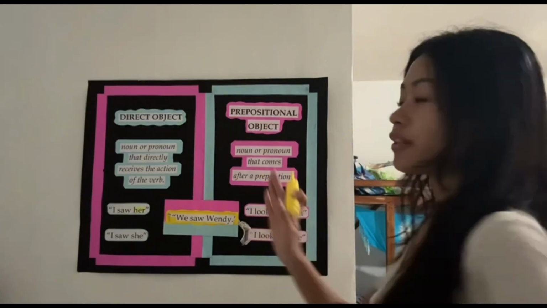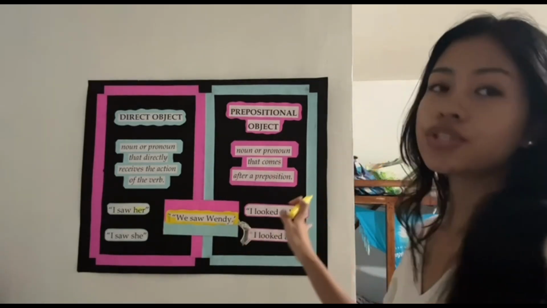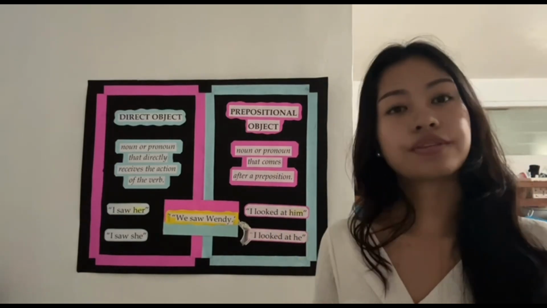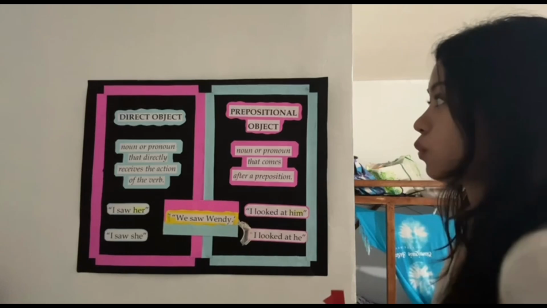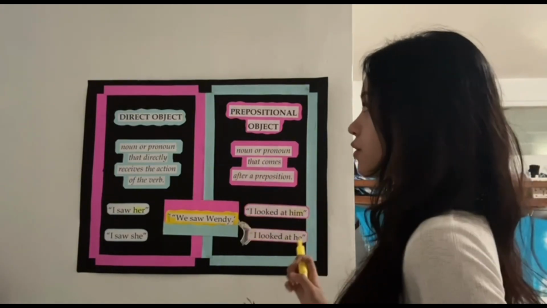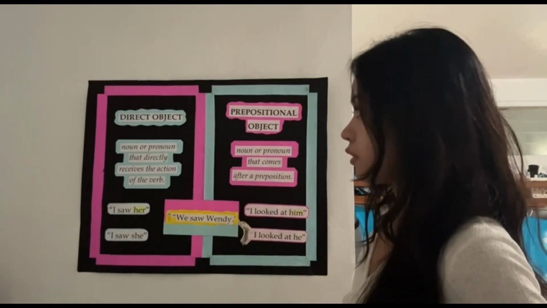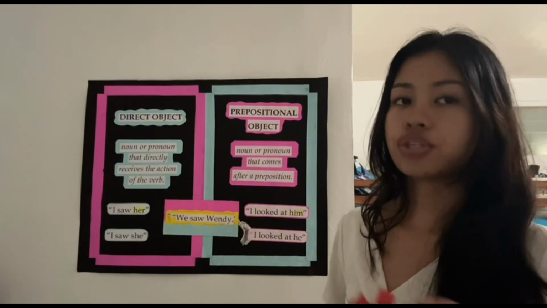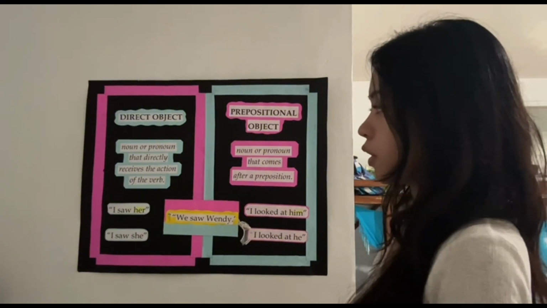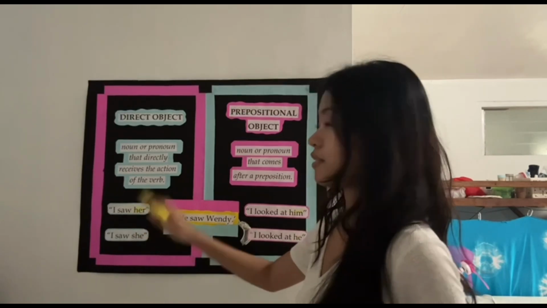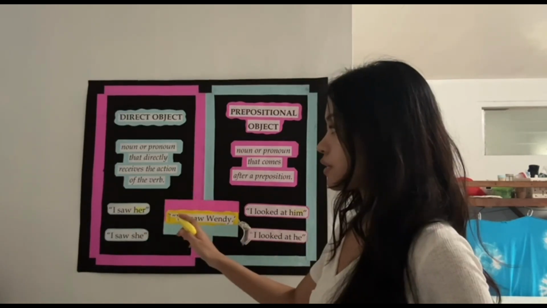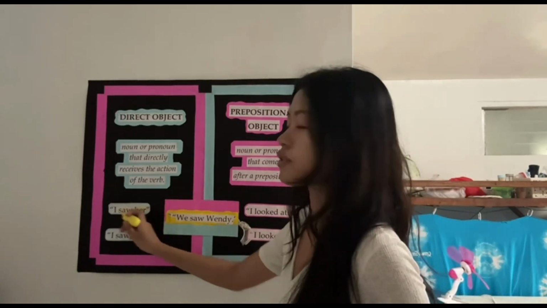This is the difference between a direct object and a prepositional object, including how the accusative case is used in object pronouns. First, let's define what a direct object is. A direct object is a noun or pronoun that directly receives the action of the verb. For example, the sentence, I saw her. The word her here is the direct object because it receives the action of the word saw.